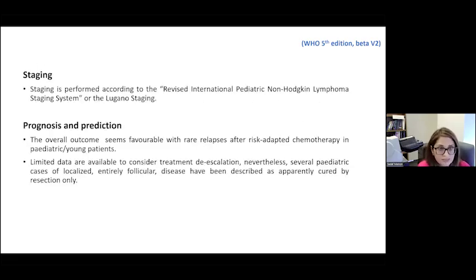So how do you stage it? It follows the revised International Pediatric Non-Hodgkin Lymphoma Staging System, or the Lugano staging system. For prognosis and prediction, the overall outcome seems favorable with rare relapses after adapted chemotherapy in pediatric or young patients. Interestingly, limited data are available to consider treatment de-escalation. However, several pediatric cases with entirely follicular disease have been described as apparently cured by resection only.